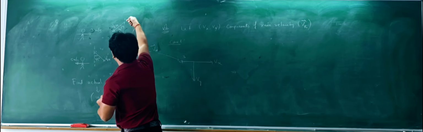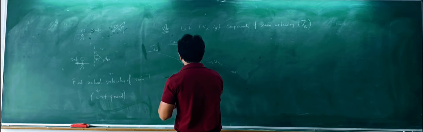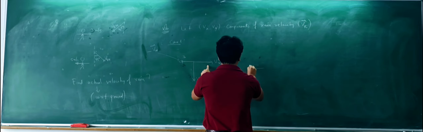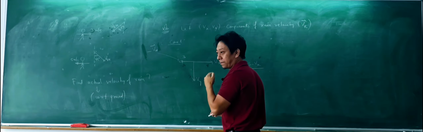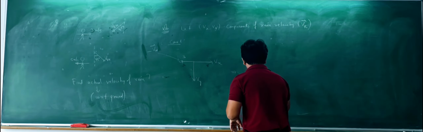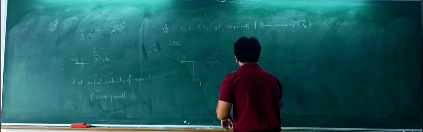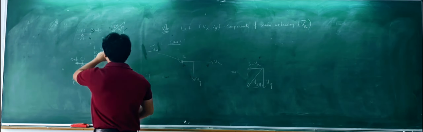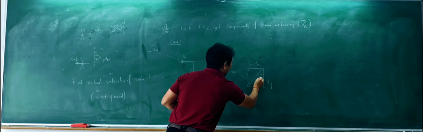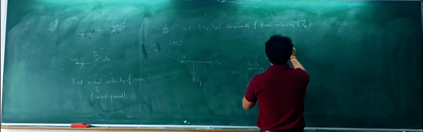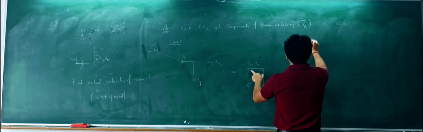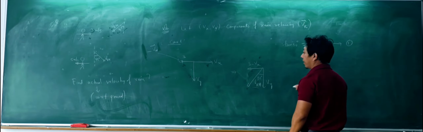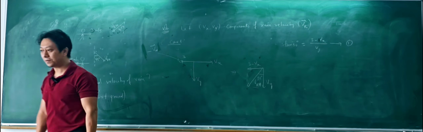Because you see rain is coming this way, this should be greater than this. So the resultant of these two will be here 3 minus Vx, and this is Vy. That will be your rain velocity with respect to the man, and that is given as 30 degrees with the vertical. So tan 30 will be opposite by adjacent. Equation 1. I need one more equation now.